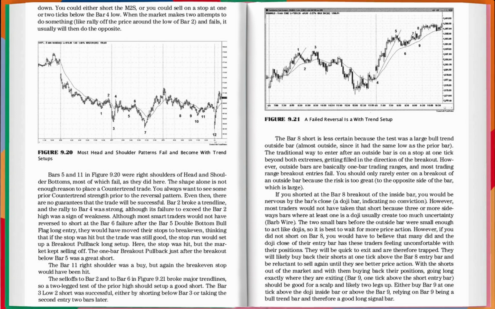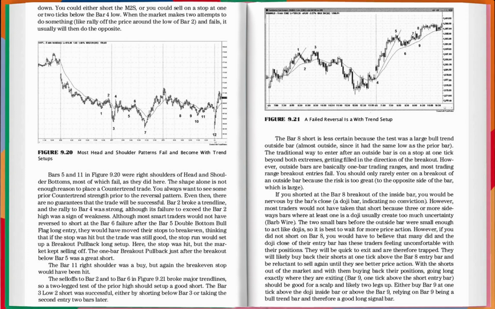2 bars later. The bar 8 short is less certain because the test was a large bull trend outside bar, almost outside, since it had the same low as the prior bar. The traditional way to enter after an outside bar is on a stop at 1 tick beyond both extremes, getting filled in the direction of the breakout. However, outside bars are basically 1-bar trading ranges, and most trading range breakout entries fail. You should only rarely enter on a breakout of an outside bar because the risk is too great to the opposite side of the bar, which is large.